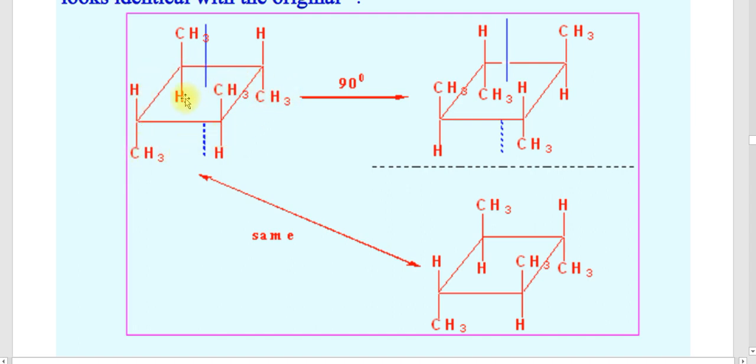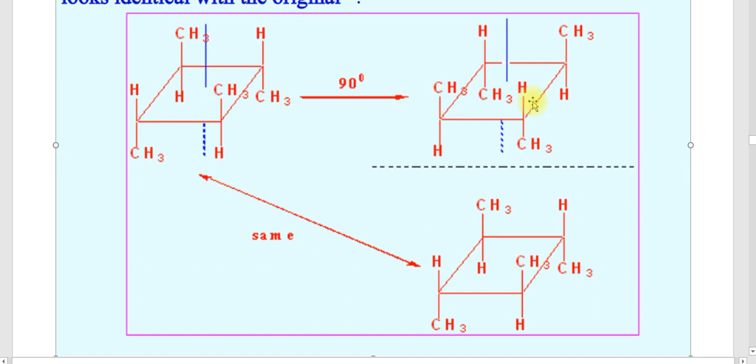The first operation that we are giving to this molecule is rotating it through 90 degrees. What will happen if this molecule is rotated through 90 degrees? We know that the groups will change. The CH3 changes to here, and the H is here, and here the CH3 changes into here, and here the H changes into here. Anyway, this is the change that happens if we rotate the molecule through 90 degrees.